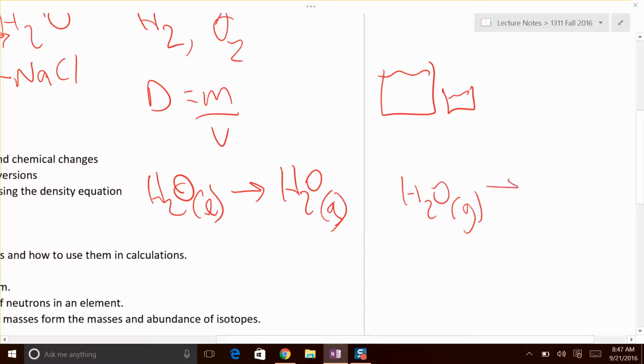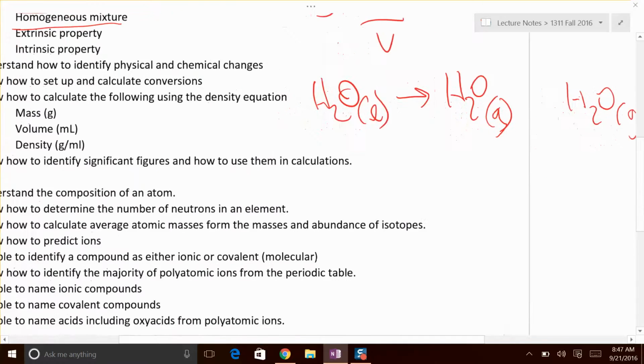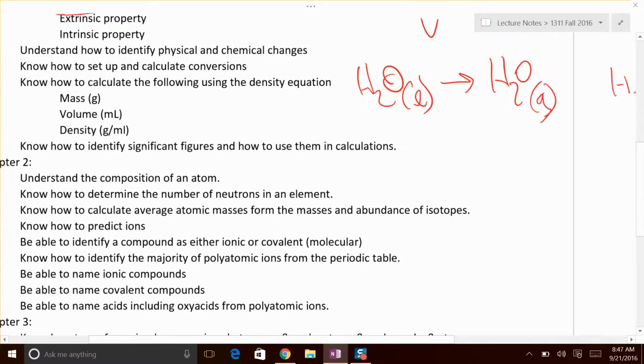So, H2O, gas, to H2 plus O2, gas. I have chemically changed, right? H2O chemically changed into H2 and O2. That is a chemical change. So when you become something new, something different, you have undergone a chemical change. So that's the main difference between a chemical and a physical change. Physical changes retain the identity of the substance throughout the change. Chemical changes do not. They change their chemical structure. They change their chemical composition.